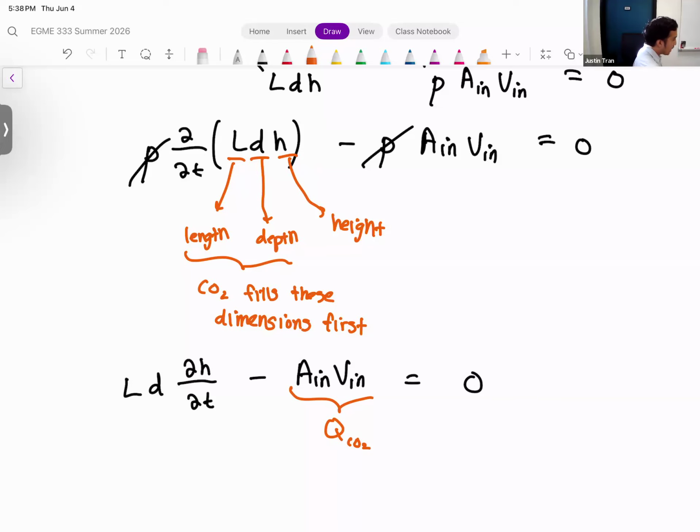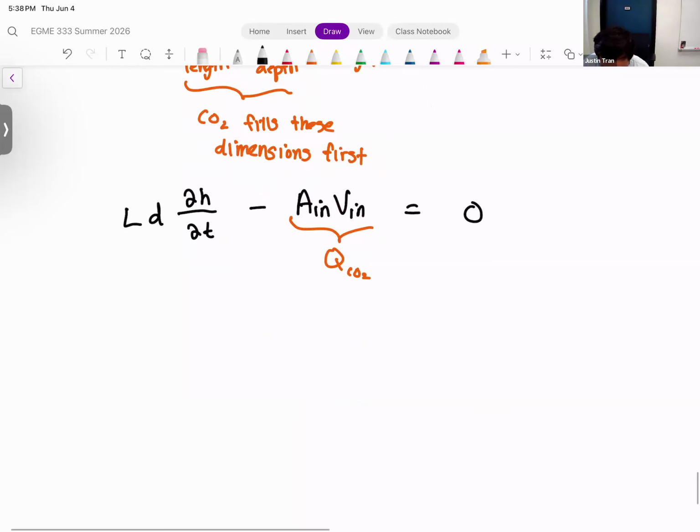All right, and we have the length and we have the depth. We know those given to us from the problem. And so we can solve for partial h partial t, which, if we go back to what we were looking for to begin with, is the rate of change at which the height of CO2 is changing with respect to time. Okay. So we solve this equation for partial h partial t. We get partial h partial t is equal to Q CO2 divided by L times d.